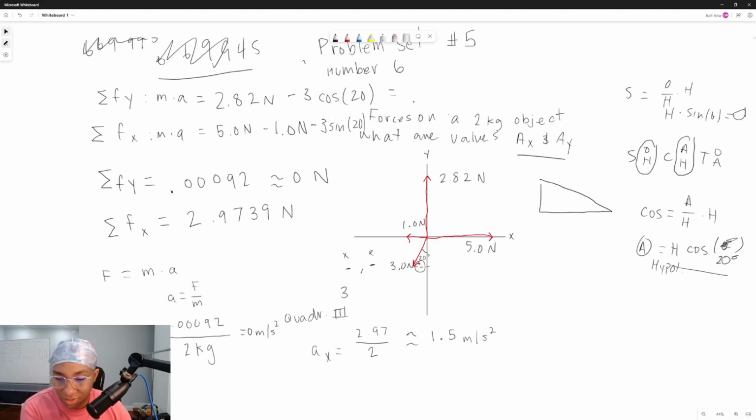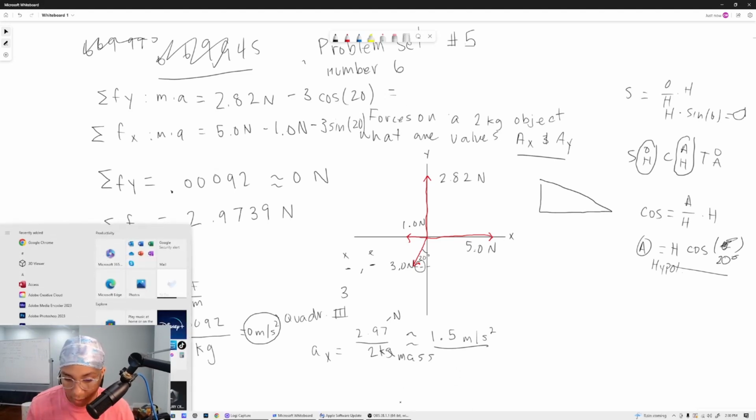So I divided the force in the y by the mass, and I got 0 meters per second squared. This is for the y. And for the acceleration in x, I divided the force, the newtons, by the mass, which is in kilograms, right? And I got about 1.5. And these check out with the answers that the problem set gave. Thank you for coming to my solution.